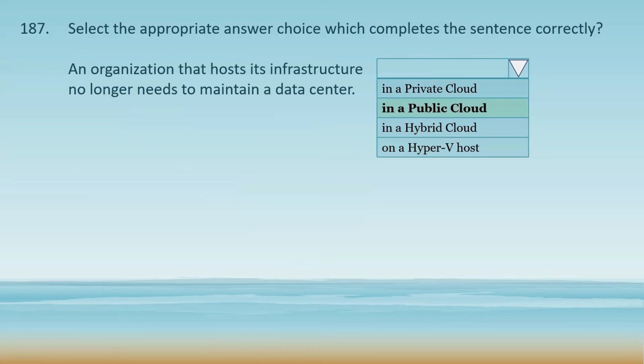Public cloud is a type of cloud computing model in which computing resources such as virtual machines, storage, and services are provided over the internet by a third-party cloud service provider like Azure, AWS, GCP, and many more.